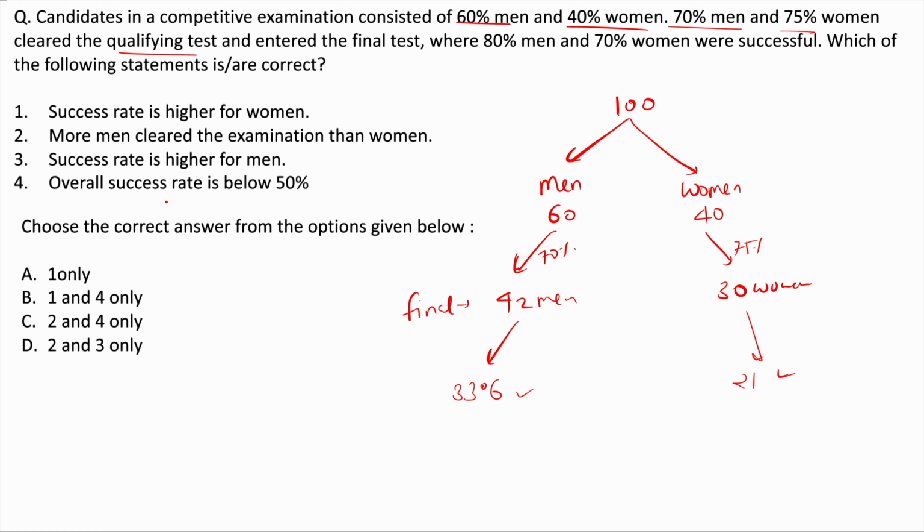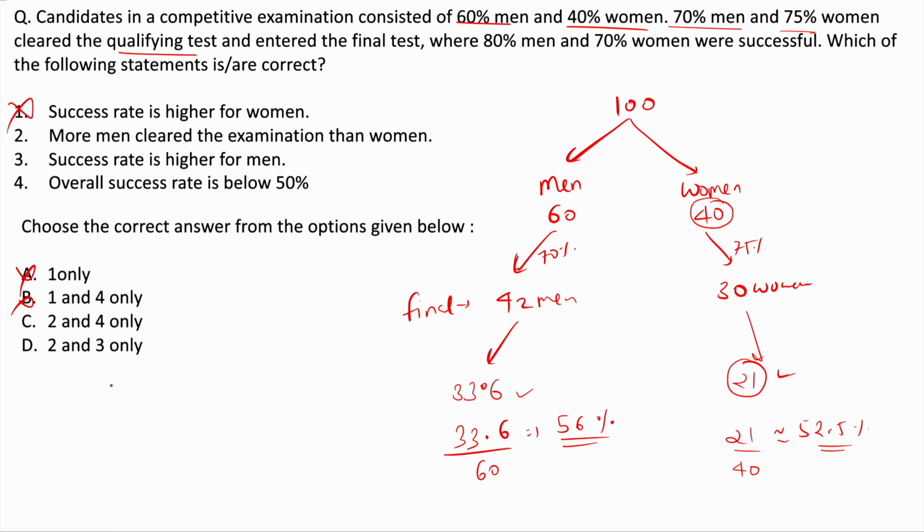Let's check the first one. Success rate is higher for women. Success rate means, out of the total number of women, how many are qualifying? 21 finally, right? So 21 by 40 is 52.5%, women are passing finally. And the number of men who are passing are 33.6 out of total number of men, 60. So this is 56% men qualifying. So success rate is higher for men. One is not true. So options A and B are ruled out.